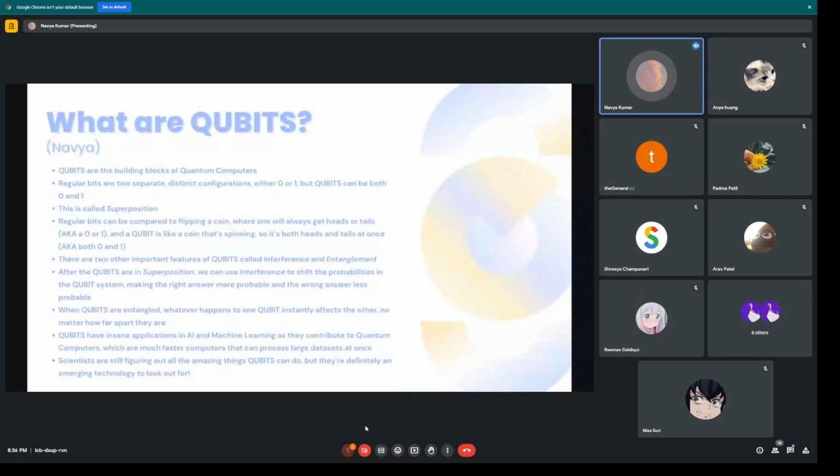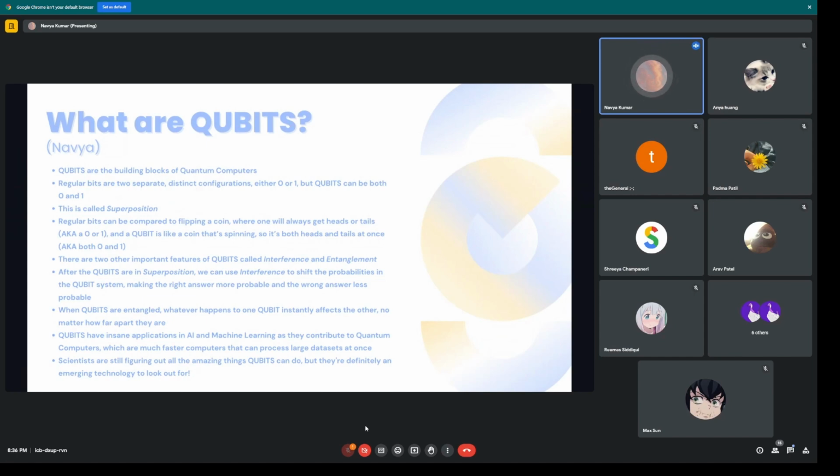So now getting into what qubits are, they are the building blocks of quantum computers. Just like how regular computers are made up of regular bits, quantum computers have qubits. Usually regular bits are two separate distinct configurations represented by a 0 or a 1, but qubits are cool because they can be both 0 and 1, and this is called superposition. We'll be talking more about that later in the presentation, but this is just a general overview.